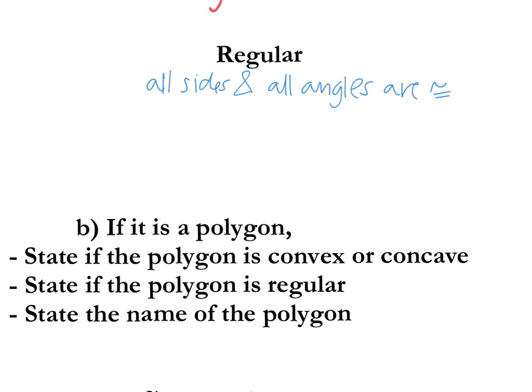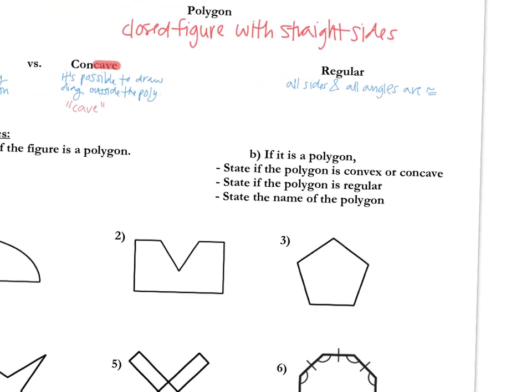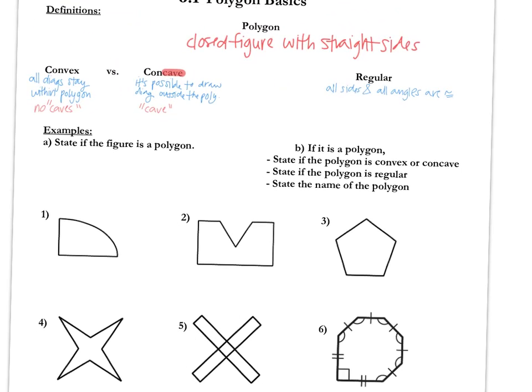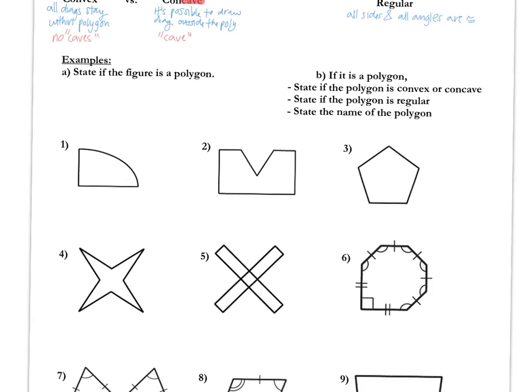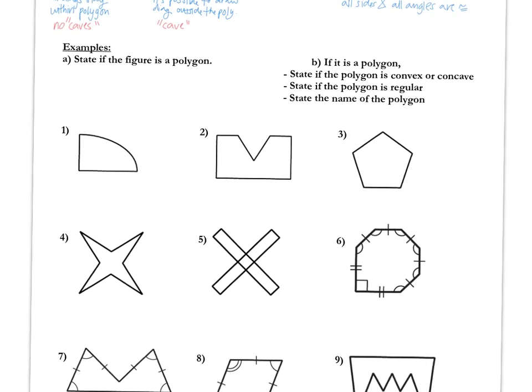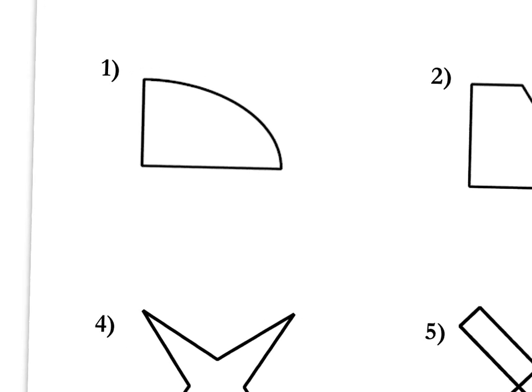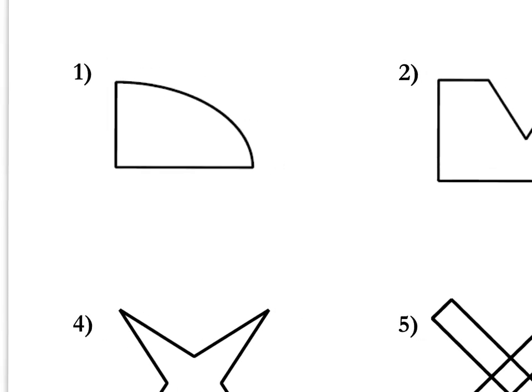Alrighty, so now we're going to move on to some examples, now that we have some definitions. We're going to try to figure out if these examples are polygons, and if it is, we'll talk about convex versus concave, if it's regular, and then what the name of the polygon will be. So let's start off with number 1 here. Remember, the definition for a polygon is a closed figure with straight sides.